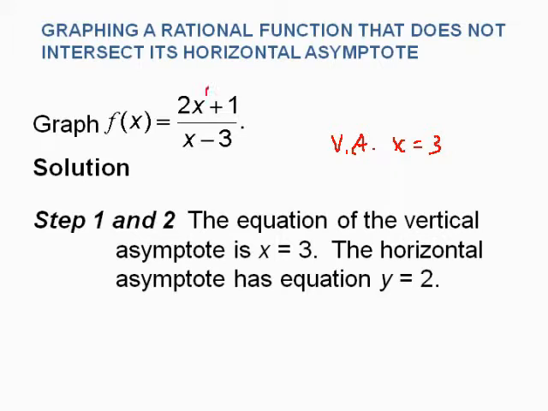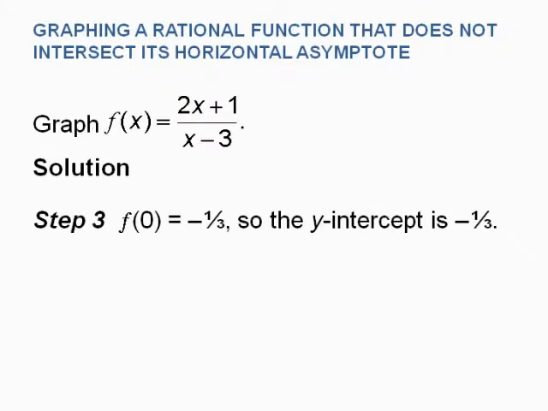Notice this one, the top degree is equal to the bottom degree. So whenever this happens, you take the coefficients in front of the x's, which is 2 over 1. So the HA would be y equals 2 over 1, or 2. And we've talked about this in other videos and lessons and so forth. So again, getting those is very important.